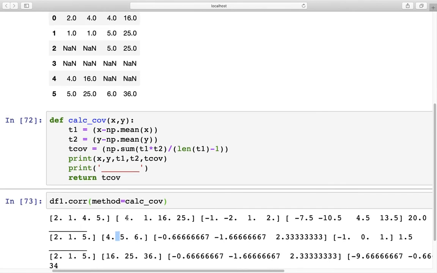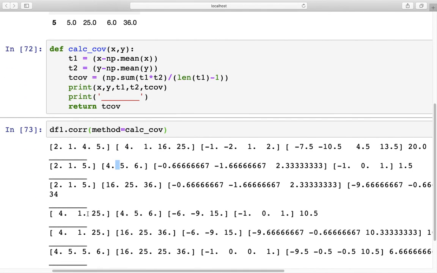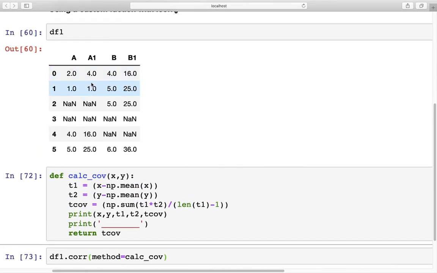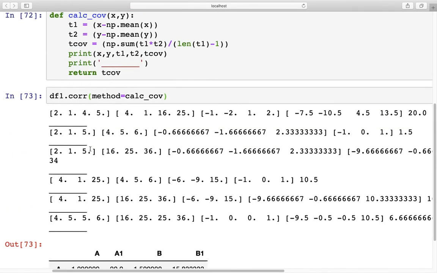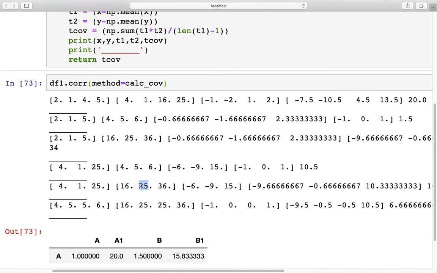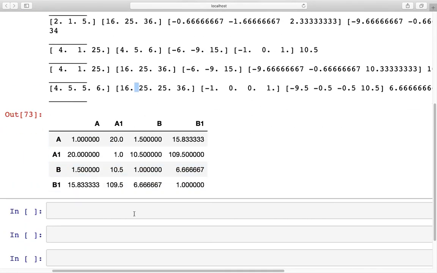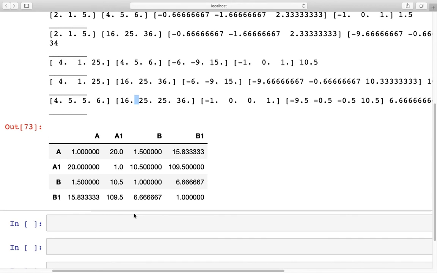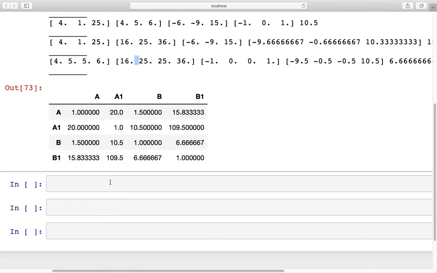So here A1 is compared with B and B1, and then finally B is compared with B1, and those are the values that we get here in the output. So that's a really helpful function. If you have a data frame and you want to apply a certain function to get a summarized version of values in a matrix format, then this is really helpful, as we can see.